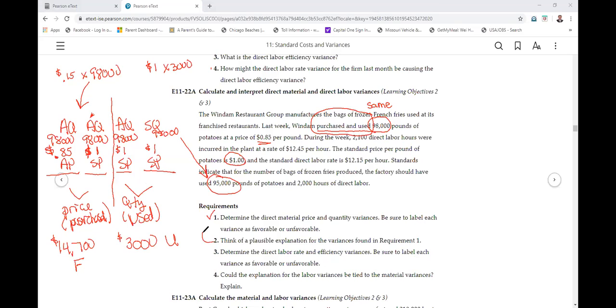Now they say, think of a plausible explanation for the variances found in requirement number 1. And this is where normally we would then talk about what causes these variances. What kind of things are you looking for? It's going to be essentially the same stuff I talked about last time. What causes our purchase price variance? And think about it. You're going to have deals set up with your suppliers.